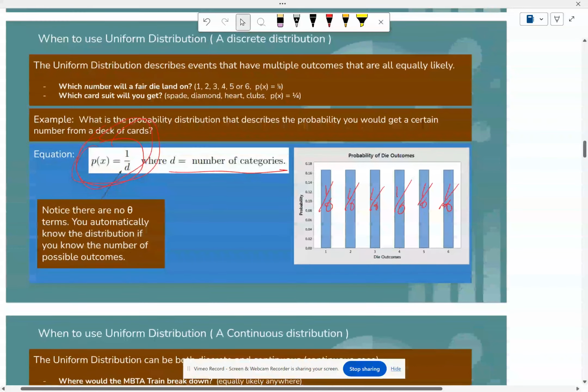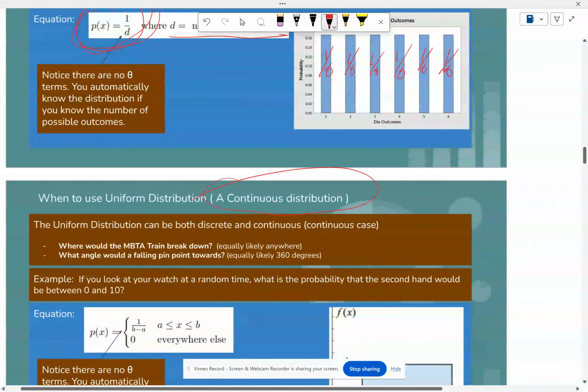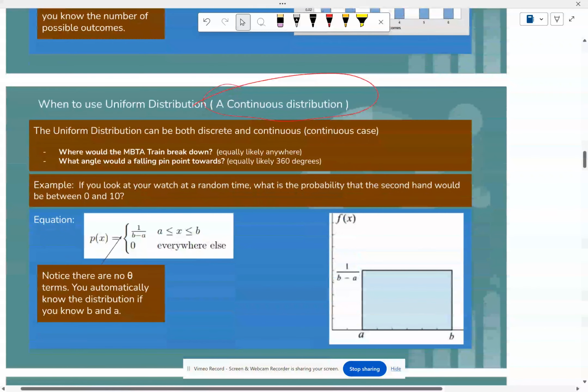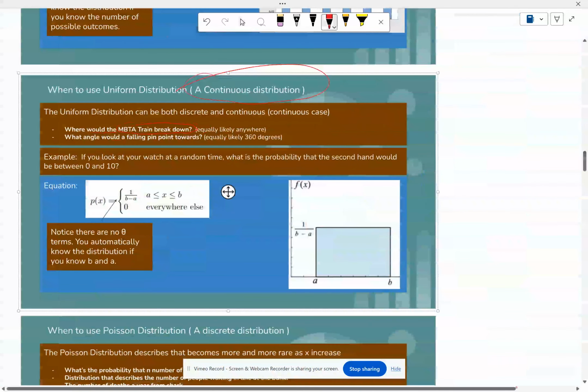Now, uniform distributions we can split into two cases. One is a discrete distribution, and the other is a continuous distribution. Rolling a die is an example of discrete because you have six possible outcomes: 1, 2, 3, 4, 5, 6. But in other cases, you can have continuous data. For example, where would the MBTA train break down along the green line? That's continuous. It's not like it can only break down in intervals of meters. It can break down at 5.75 meters.